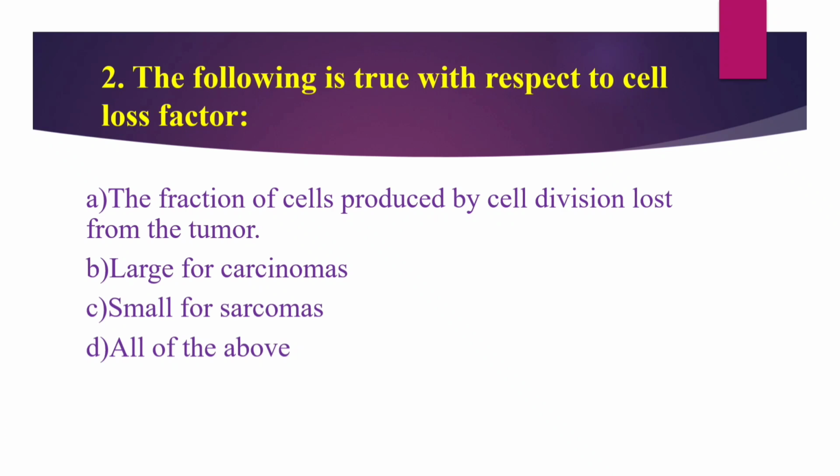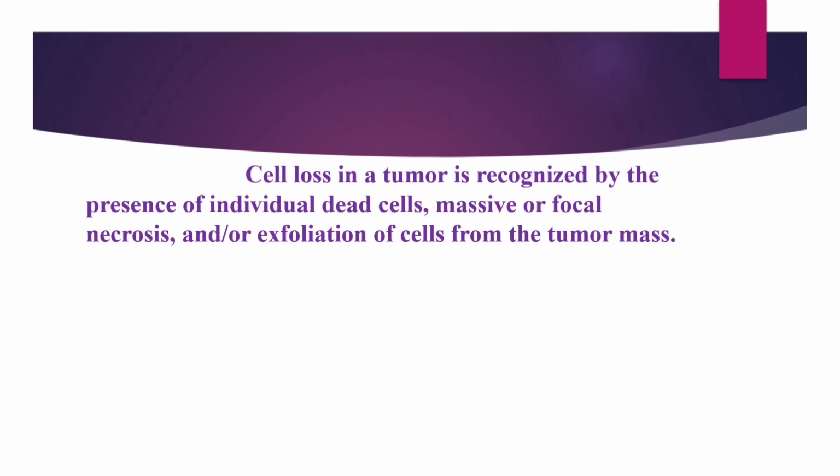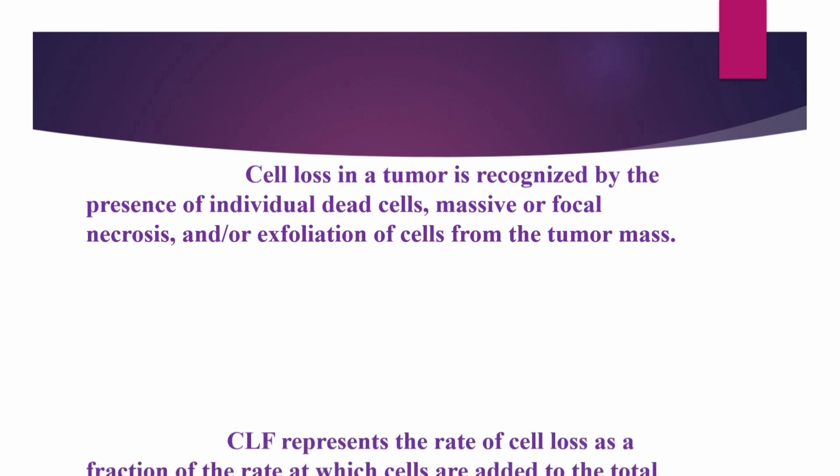So the following is true with respect to cell loss factor. The answer is option D, all of the above. So the fraction of cells produced by cell division loss from a tumor, large for carcinomas, small for sarcomas. So now let's see the explanation. Cell loss in a tumor is recognized by the presence of individual cell death, massive or focal necrosis, and or explosion of cells from the tumor mass.